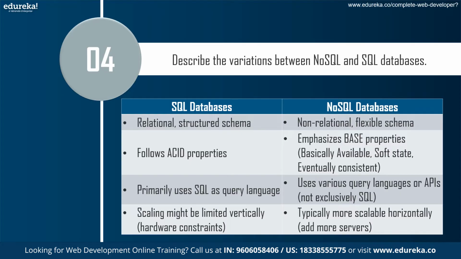In SQL databases, scaling vertically can be limited due to hardware constraints. Here, scaling vertically means adding more power to a single server, whereas in the case of NoSQL databases, it is generally more scalable horizontally due to their distributed nature, allowing them to handle large volumes of data and traffic. Here, scalable horizontally means adding more servers.